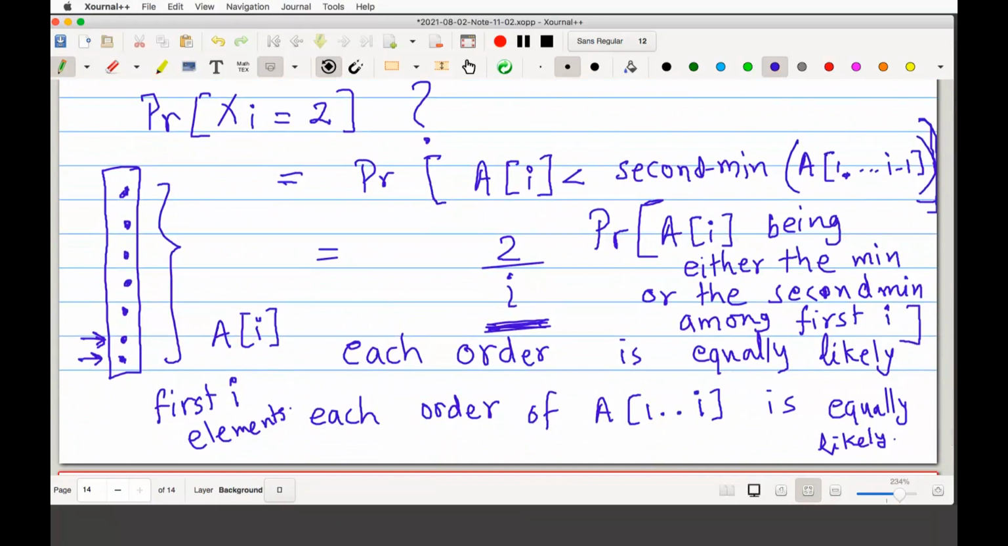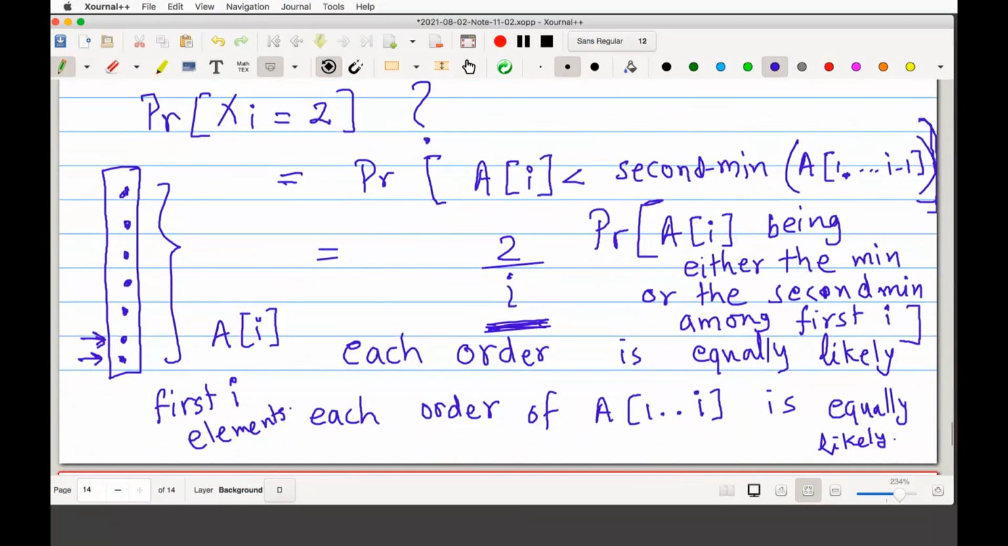Here we only took that each order of A1 to AI is equally likely, but we did not consider... I'm not sure where we considered the fact that each order from 1 to n is equally likely. Right. So, what am I saying here?